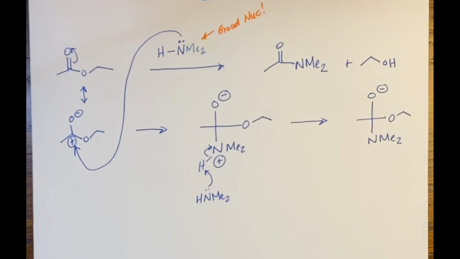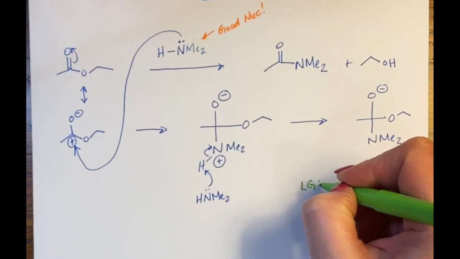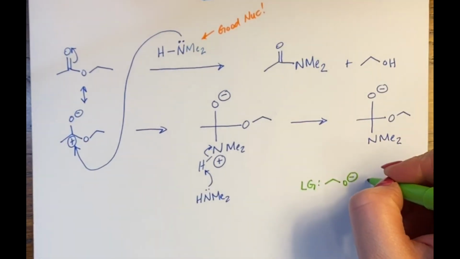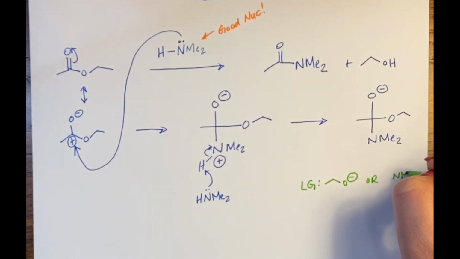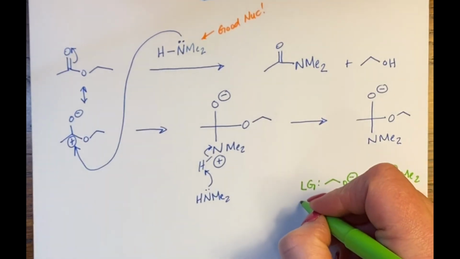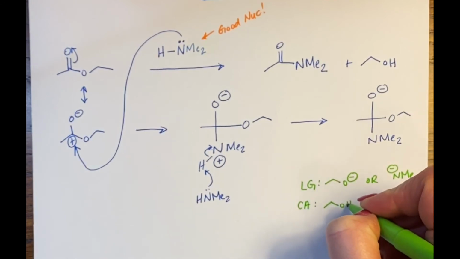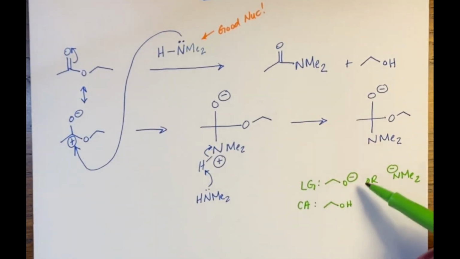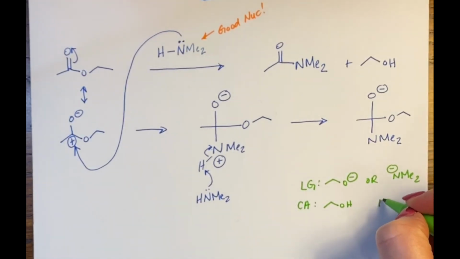If my ethoxide group were to act as the leaving group, it leaves as an ethoxide ion. If my nitrogen acts as the leaving group, it's going to leave as an amide ion. So my two leaving group choices that I have here are either my ethoxide ion or my amide ion. And the best leaving group is always going to be the most stable conjugate base. So this is the conjugate base of ethanol. So ethanol is the conjugate acid of the ethoxide ion, and the conjugate acid of the amide ion here is the amine.